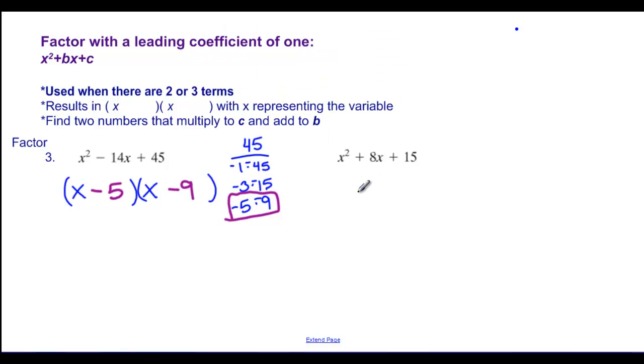So let's do that again. So we've got x squared plus 8x plus 15. Again, because there's a leading coefficient of 1, we know we're going to have x and x. So we need to multiply to 15 and add to 8. So to multiply to a positive 15, they'll both be positive or negative. And to add to a positive 8, they're going to both be positive. Let me correct that right quick. So 15 factors into 1 and 15, as well as 3 and 5. Well, obviously the 3 and the 5 are going to add to 8. So it's a positive 3 and a positive 5.